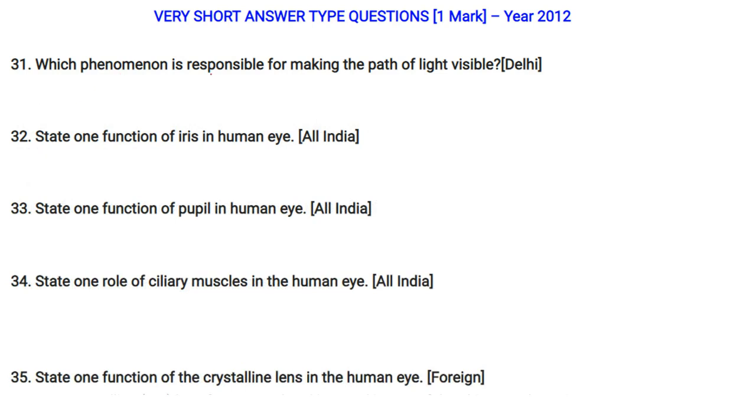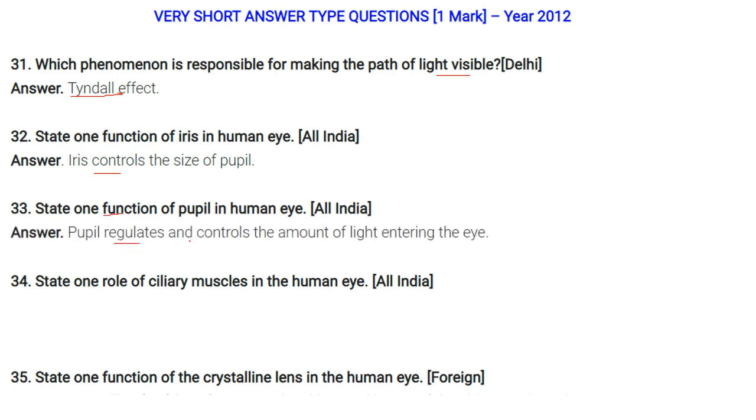Which phenomenon is responsible for making the path of light visible? And this is Tyndall effect. State 1 function of iris in human eye. Iris controls the size of pupil, which eventually controls the amount of light entering the eye. State 1 function of pupil in human eye. Pupil regulates and controls the amount of light entering the eye.